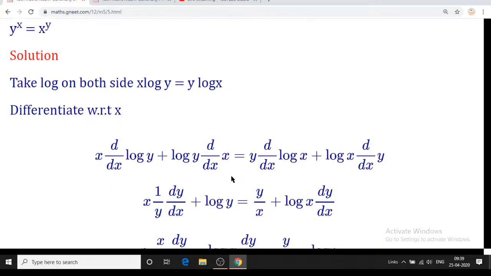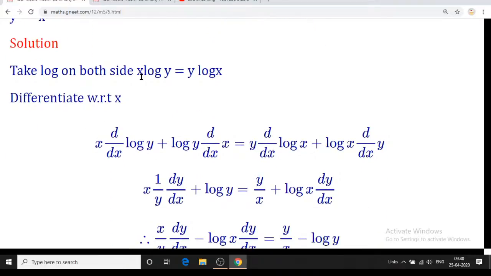Differentiate here, first derivative of the second plus second derivative of first. We have to use the product rule on both the sides. So when we simplify, x derivative of log y plus log y derivative of x is equal to y derivative of log x plus log x derivative of y.